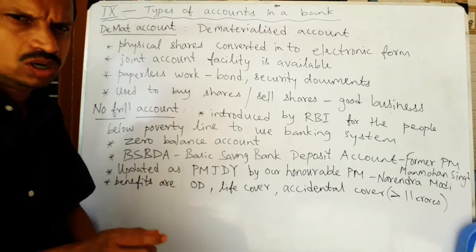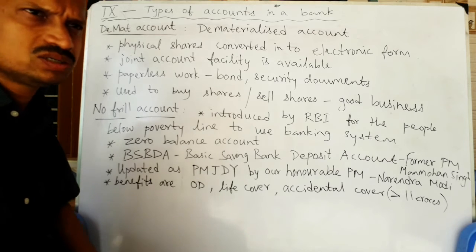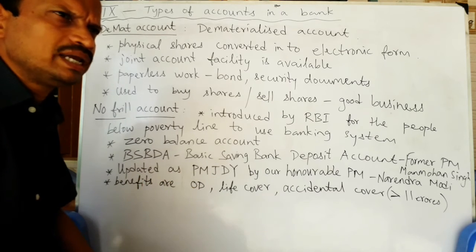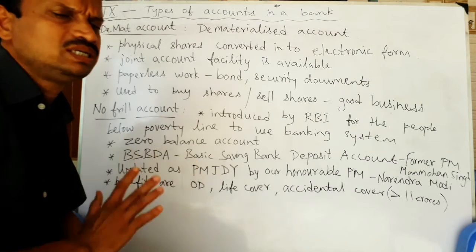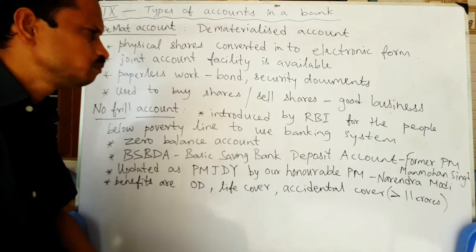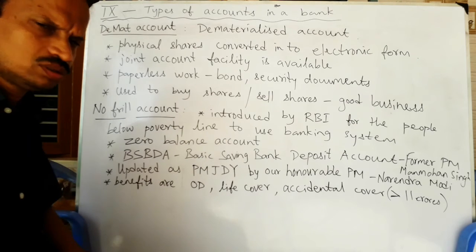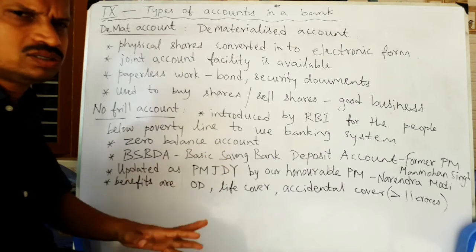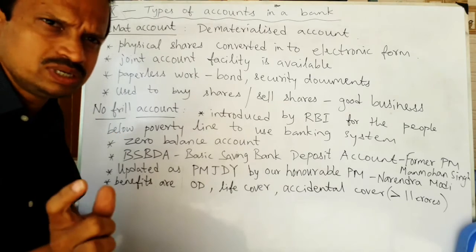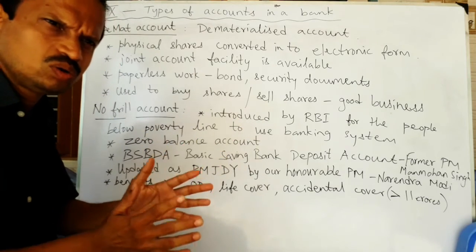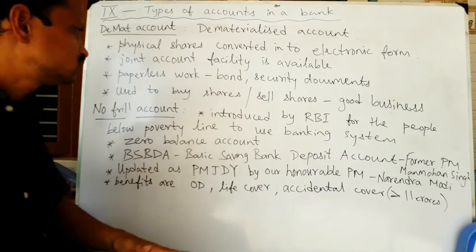And the no frill account, so that means zero balance. Okay, a zero balance account. This was mainly introduced by RBI, the Reserve Bank of India, for people who are below the poverty line, particularly poor people, so that they also know and use the banking system. So for that, it was introduced by RBI. So the no frill account is a zero balance account. This no frill account comes under financial inclusion. Financial inclusion means poor people also get banking facilities. That is the aim of financial inclusion, so it comes under that.